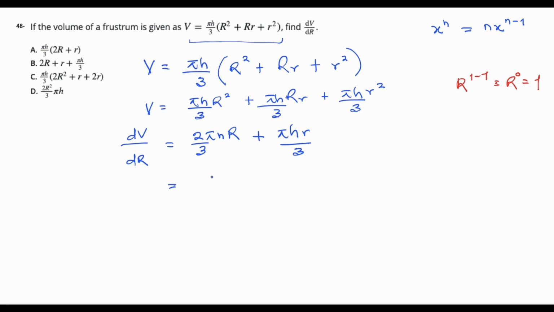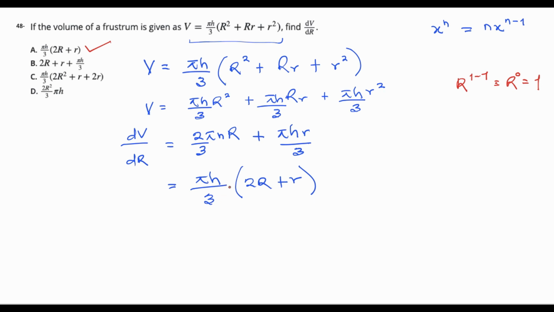So we can go ahead and then factorize out pi h over 3 as well. And we're left with, if we cancel out pi h over 3 here, we have 2r and small r here. So our answer here is A.